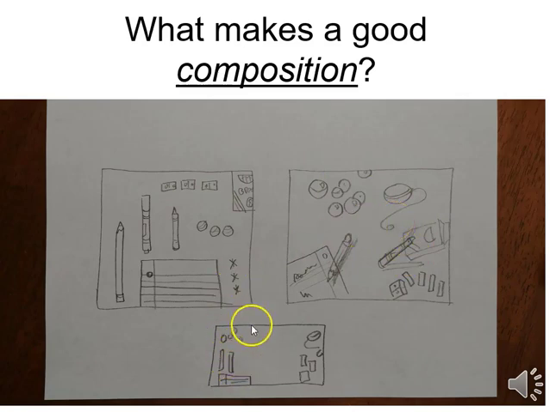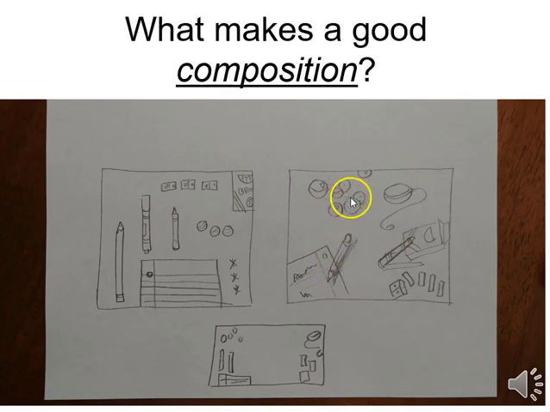Another example on the left, we have too much empty space. So you have to look at the negative space. If you have too much empty space and too many items on one side or the other side, and the weight is not balanced, that's also not a good composition.